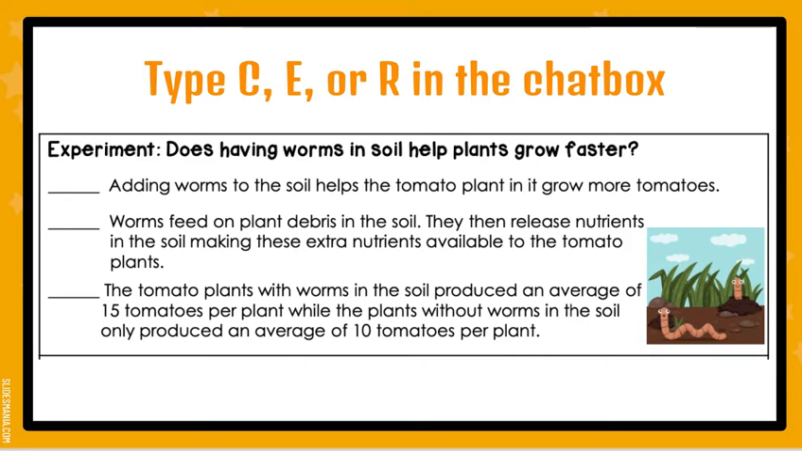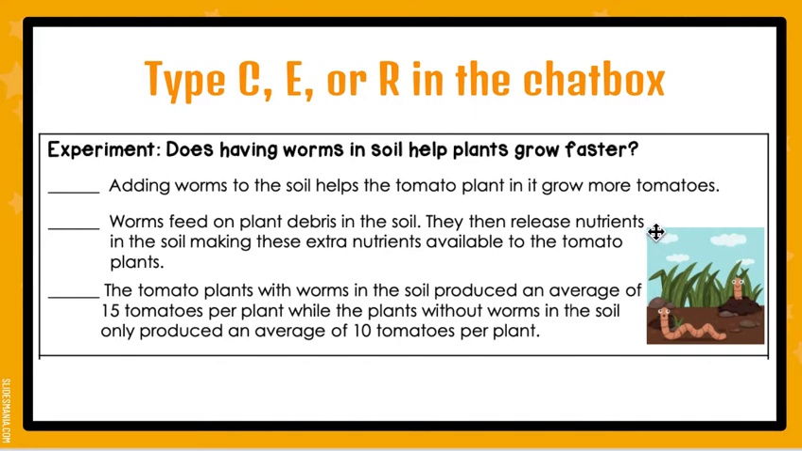Let's take a look at another example. Right here, does having worms in soil help plants grow faster? What do you think this one is? Adding worms to the soil helps the tomato plant in it grow more tomatoes. Do you think this would be C, claim, E, evidence, or R, reasoning? Think about it. This one right here would be a claim. Again, it is a very direct answer. More worms, we will have more tomatoes. It's a very direct answer of what you have concluded in your experiment.